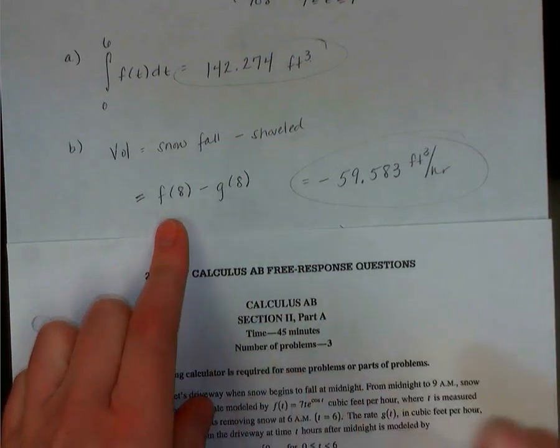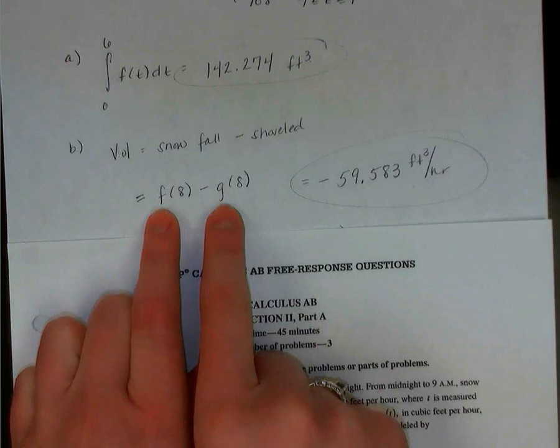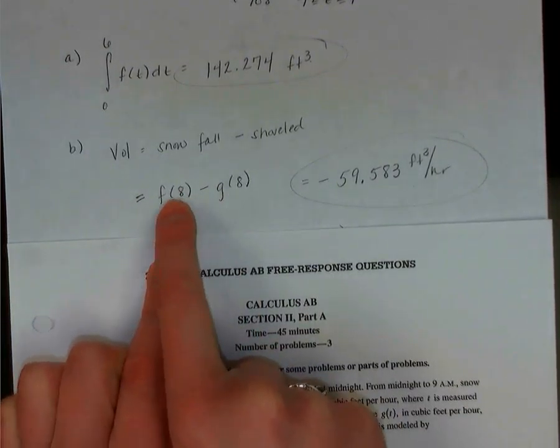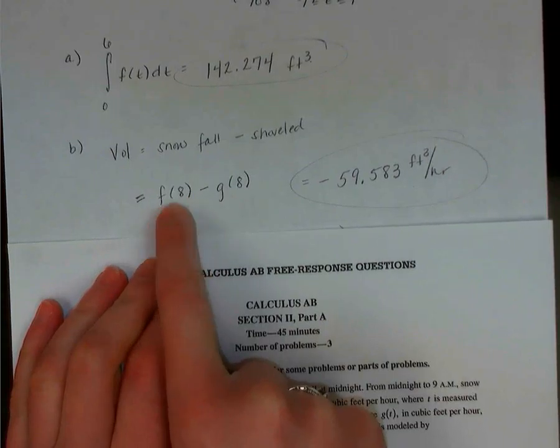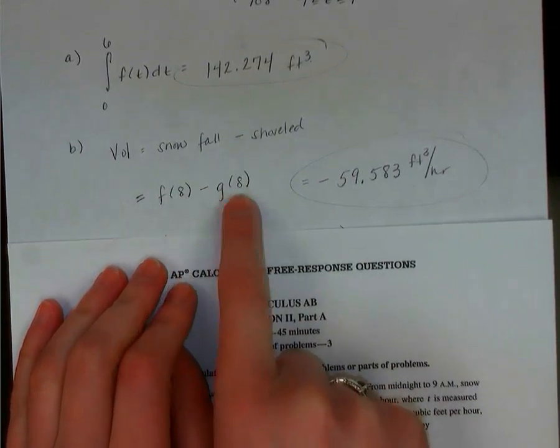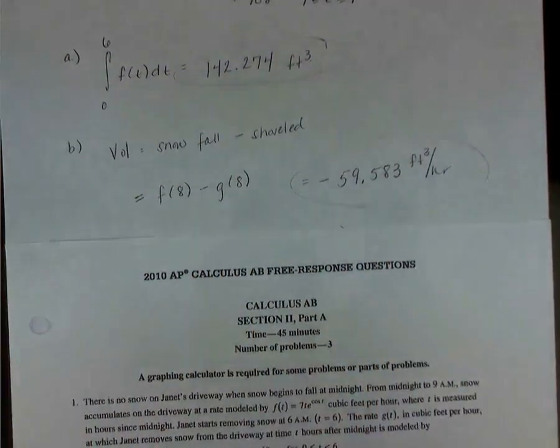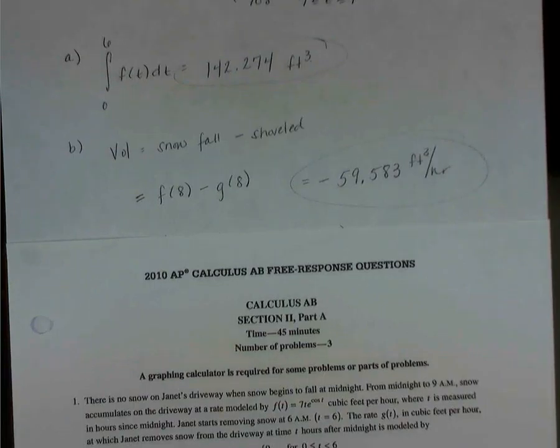And since we want rates, I have the rates. F is a rate, G is a rate. So I'm going to find how much snow has fallen at 8, that's F of 8, minus how much snow has been shoveled, that's G of 8. So I evaluate that, and this is my answer. What this means, the rate of change of volume is negative because at 8 o'clock you are shoveling, or Janet is shoveling faster than the snow is falling.